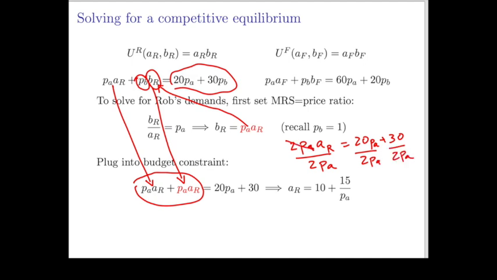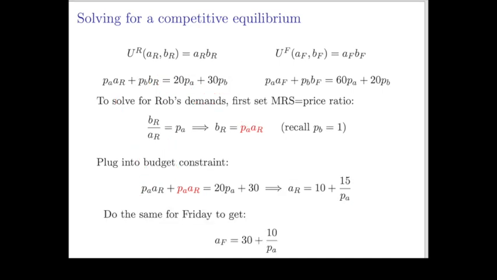The 2 PA cancels here. This becomes 10. 15. So therefore we have AR on the left side, and on the right hand side we have 10 plus 15 over PA. You do the same thing for Friday, right? We would get a similar equation for Friday, and we plug that in. We plug in the similar equation to substitute for PB times BF, and then you solve for AF, and you're going to find that AF is 30 plus 10 divided by PA.